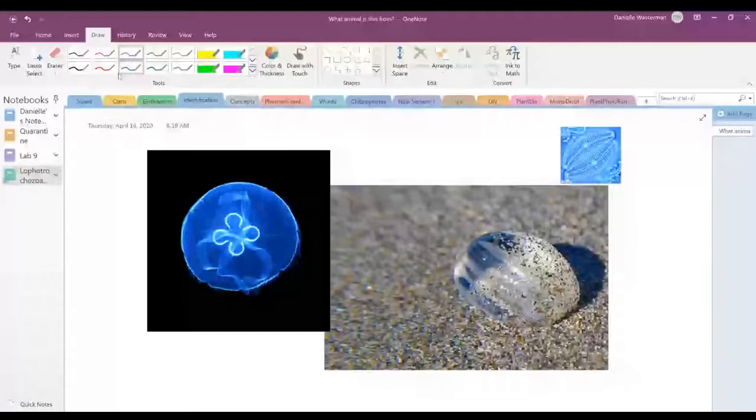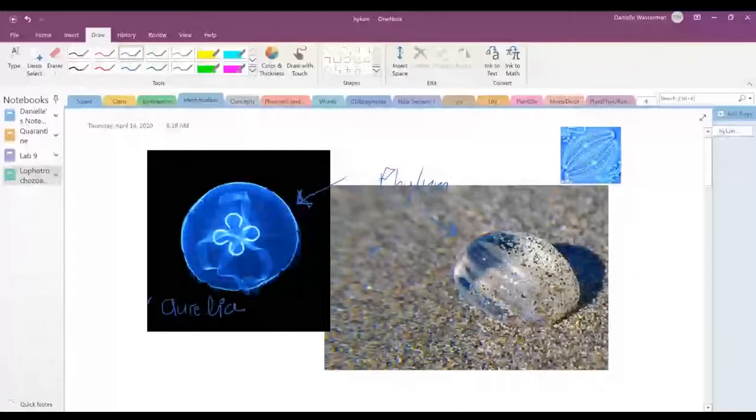Getting my pen on board. So phylum. You want to know the phylum of this, as well as the phylum of this. With this, you may need to get more specific. And I'll write this one out for you. This is a moon jellyfish. And the phylum is Cnidaria.